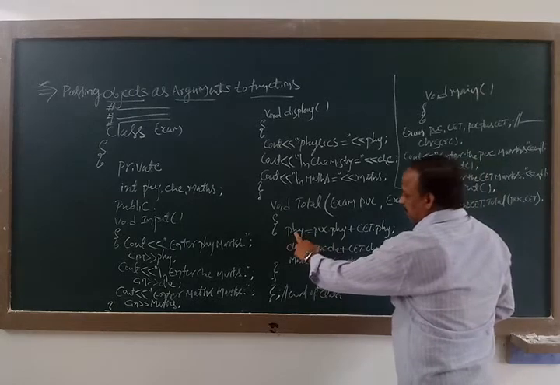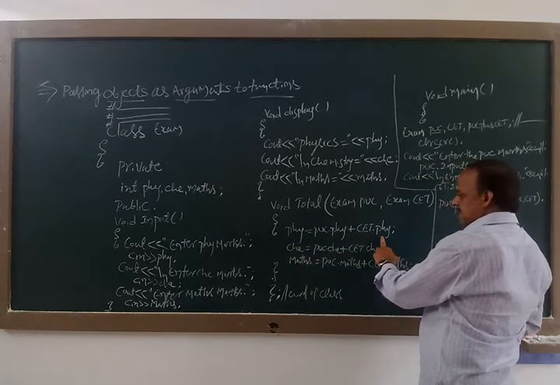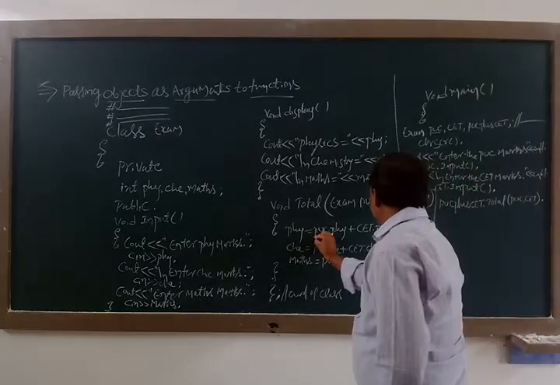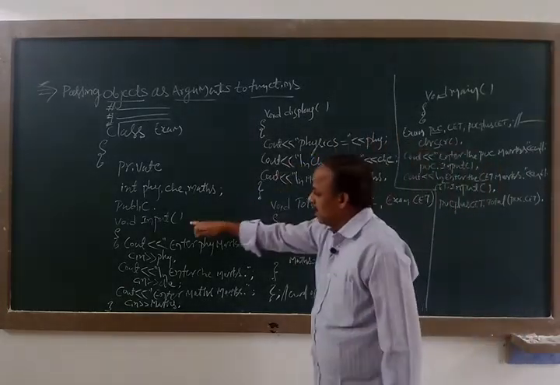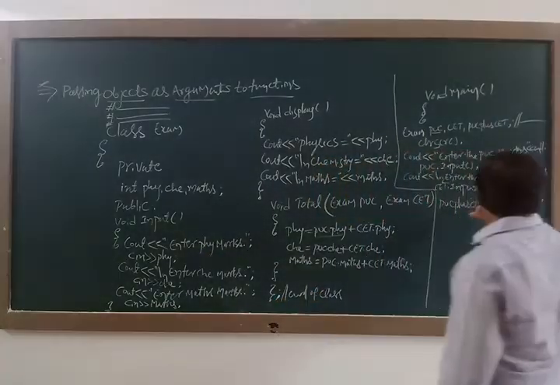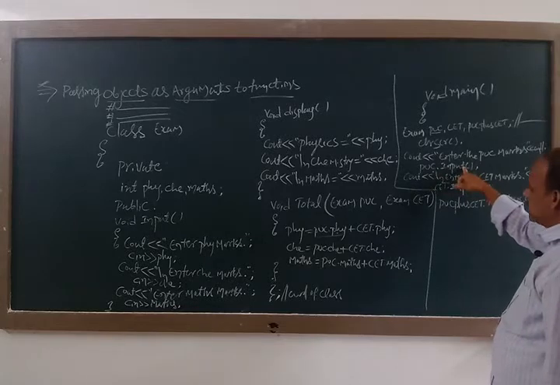Now here physics is equal to PUC dot physics plus CET dot physics. Means PUC dot physics means when first time input function calls through this PUC dot input function.